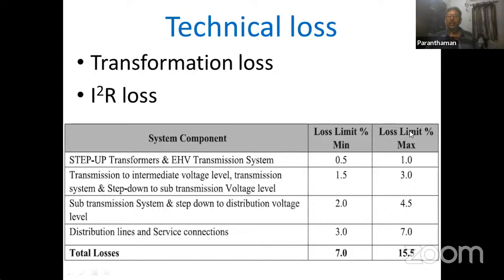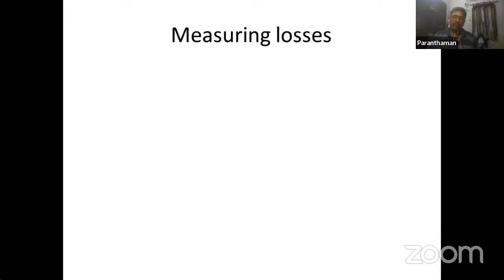It is a typical, well, it's not typical, you can say it is normative. Step up transformer will be losing 0.5%. Transmission to intermediate voltage 1.5. Sub transmission: yesterday we saw in 400 kV it was very less, 98.5 or something, and then it went to 98, 97. Just for understanding, sir.